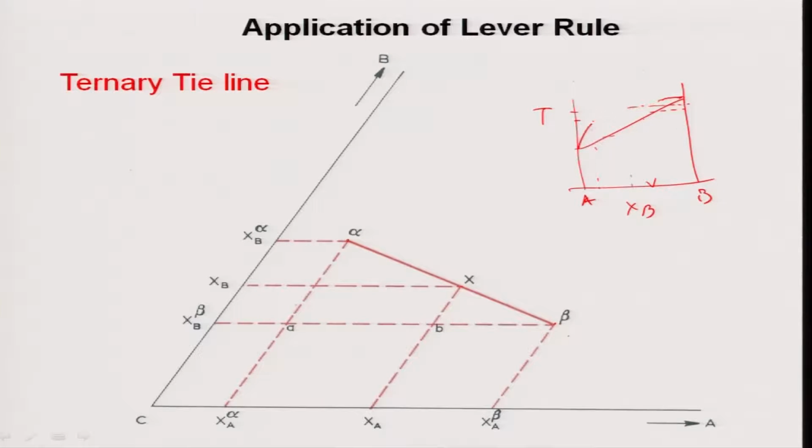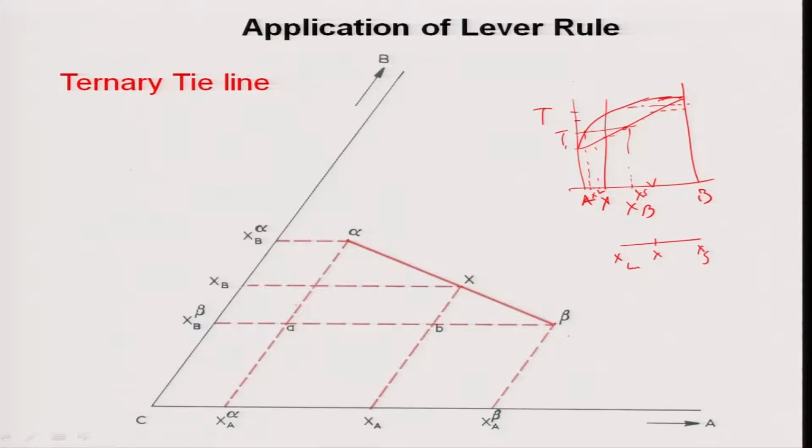Suppose I have alloy composition x, and I am at a temperature T1. So, there is a solid and a liquid, and this is my liquid composition, this is my solid composition. I write this as xs and this as xl. So, this is my line, this is x, this is xl, this is xs.